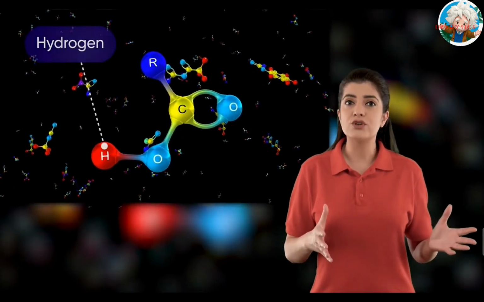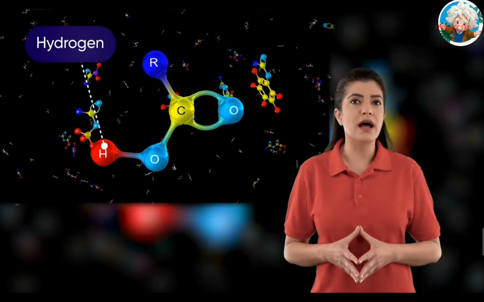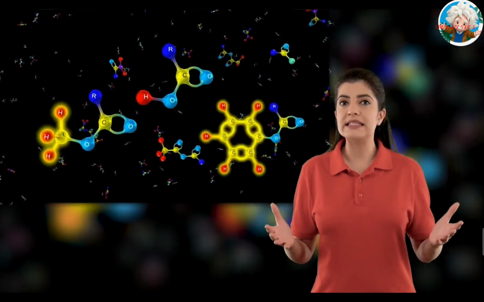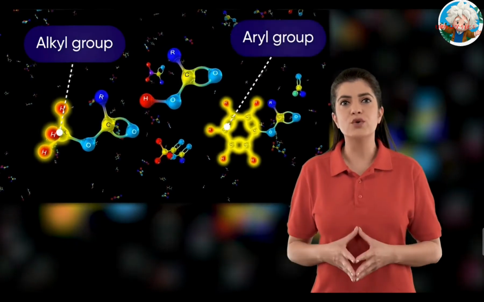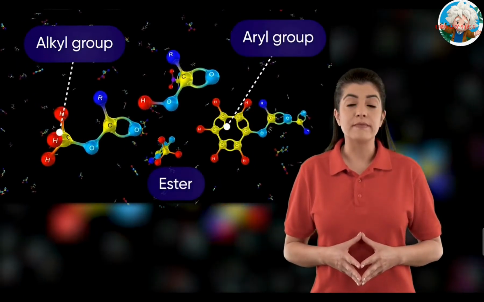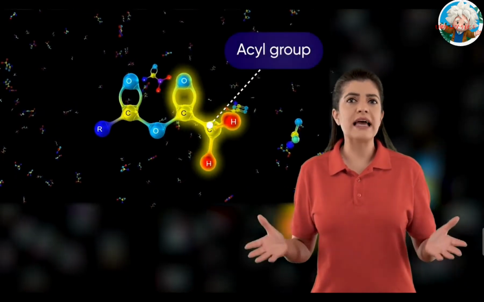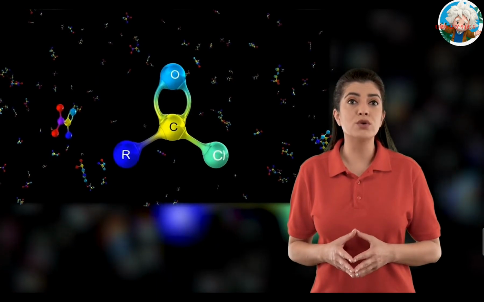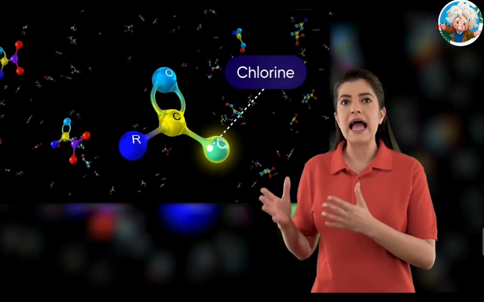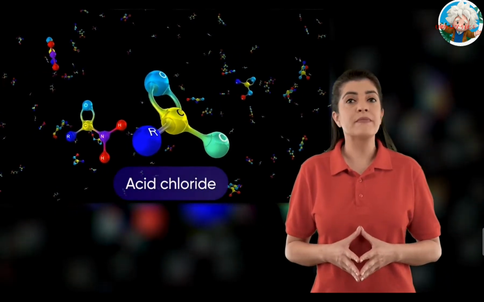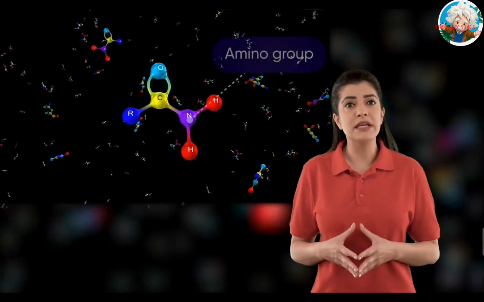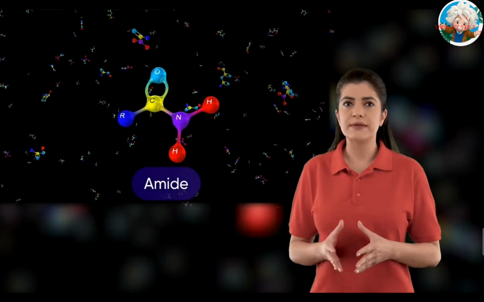If the hydrogen of the carboxyl group of carboxylic acids is replaced by an alkyl or aryl group, an ester is formed. However, if it is replaced by an acyl group, an anhydride is formed. If the hydroxyl group of the carboxyl group of carboxylic acid is replaced by chlorine, an acid chloride is formed. And if it is replaced by the amino group, an amide is formed.